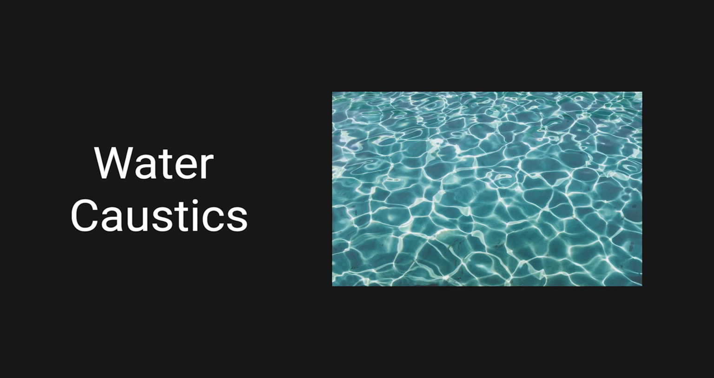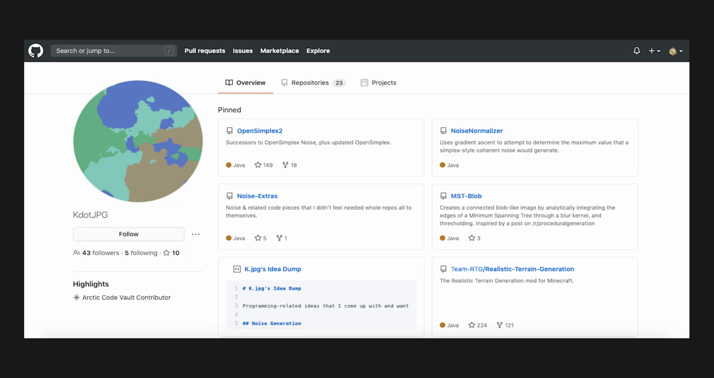To test my new class, I wanted to try and recreate water caustics, which are patterns produced at the surface of water due to the reflection and refraction of light. To do this, I decided to go with another noise algorithm called Open Simplex Noise, implemented in Java by KdotJPG. I combined fractal noise with this 5-color gradient to achieve this result.